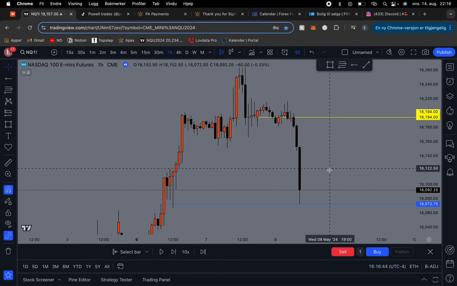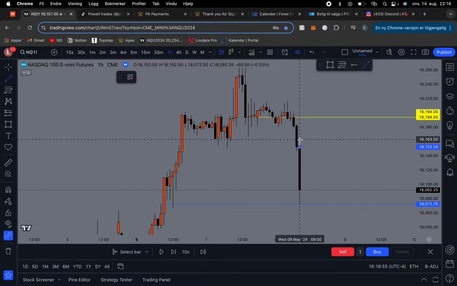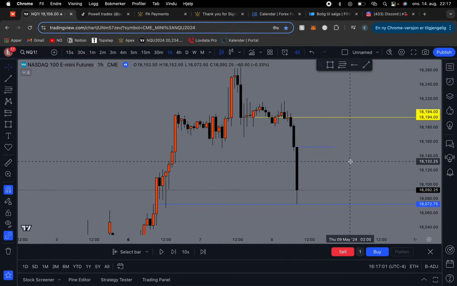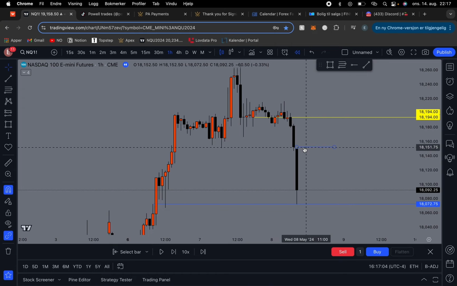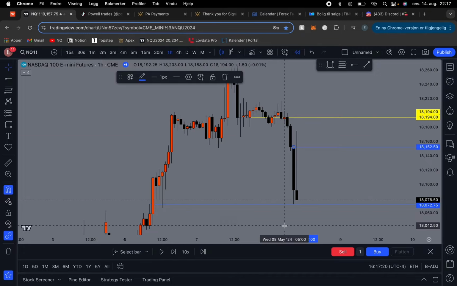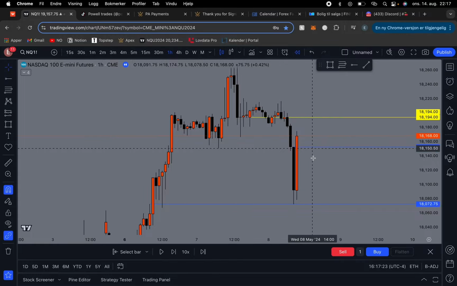A change in state of delivery is just, let's say we're bullish. We want the next candle after this one to close above the opening price of this down closed candle. And when it does that, we want it to come back down, test the opening price, and then expand to the upside. So, wait, let me put the line so you can see the price level. 18,152.5. The next candle is going to close above this candle.